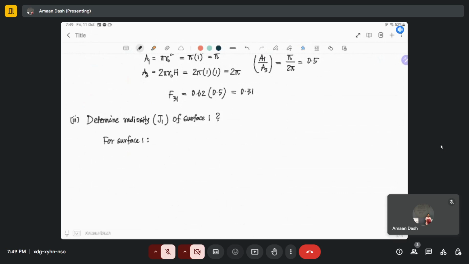And now we have the last part of the question, that is, what is the value of the radiosity for surface 1? That is, determine the radiosity J1 of surface 1.